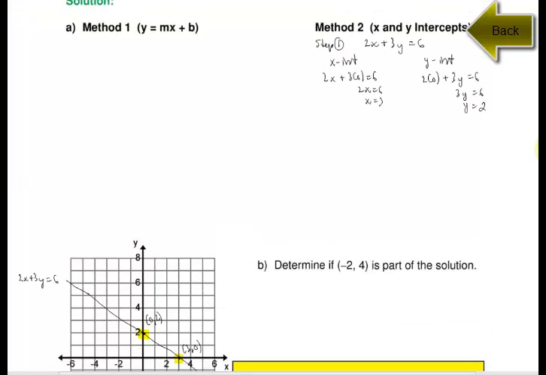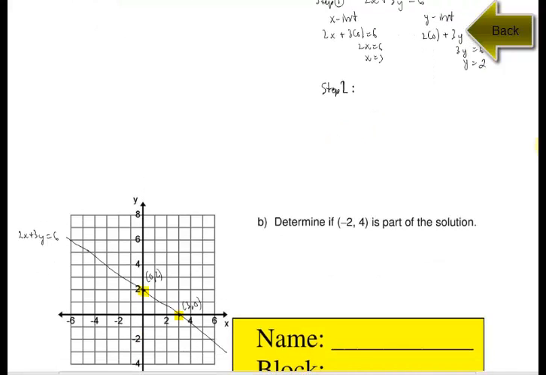Okay, so now we're ready to do step number 2. Step number 2 asks you to select a test point from each region. What that means is we want to select a point which is above the line and a point which is below the line. Now you want to pick points that are easy to work with, so you don't want to pick something with large numbers. All right, so let's start with a test point which is above the line.